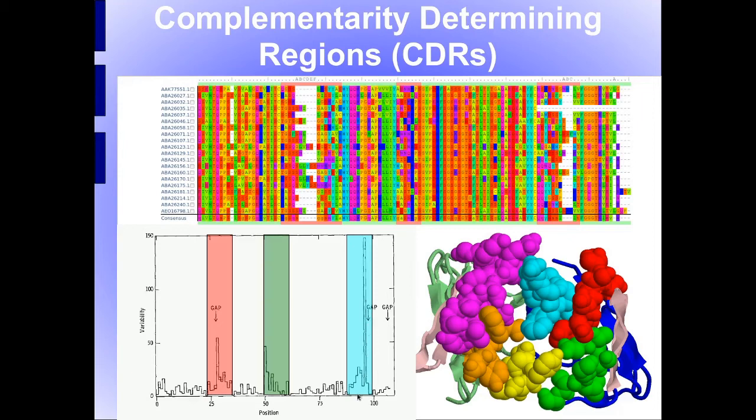And at this stage, nothing was actually known about the structure of an antibody. So they postulated that these hypervariable regions would be loops and that they would form the binding site. And once a structure became available, they were shown to be precisely correct. So this is a light chain, with the red, green and cyan regions shown here in red, green and cyan in the structure.